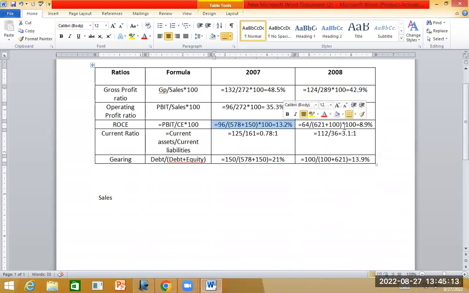ROC has also reduced, from 13.2% to 8.9%. One of the reasons for the decline in the ROC is the decrease in the operating profit ratio. But in fact, these two ratios are not comparable, because in the denominator of the prior year we don't have the results of the Sinker company. So these two results are not actually comparable.